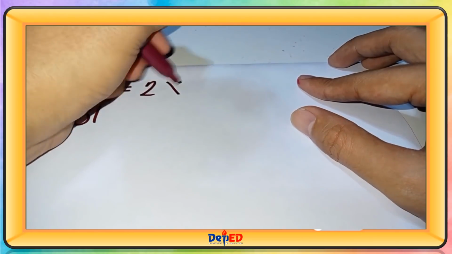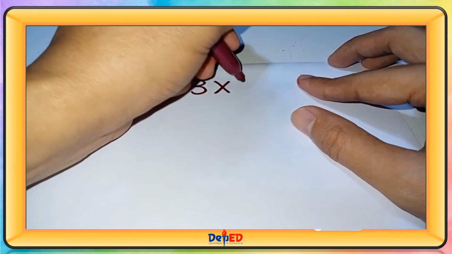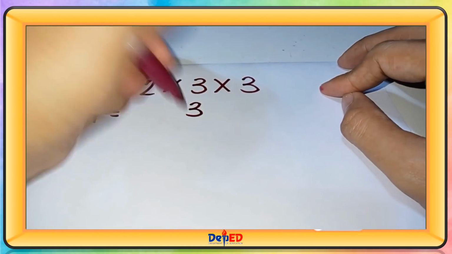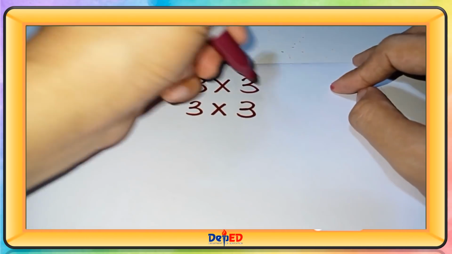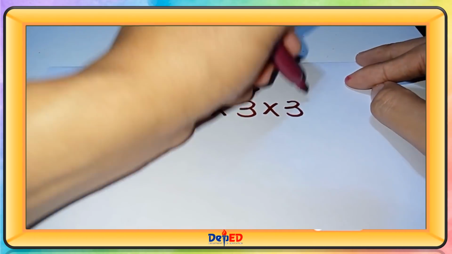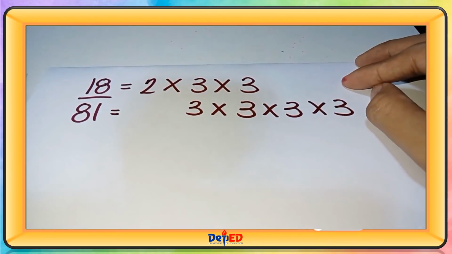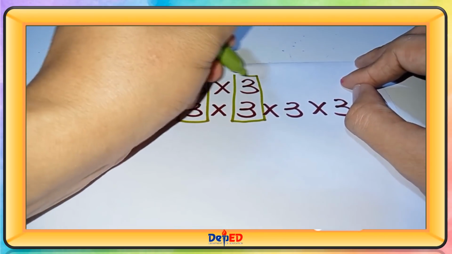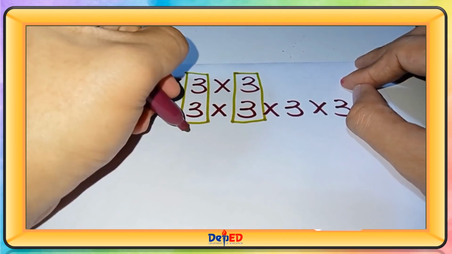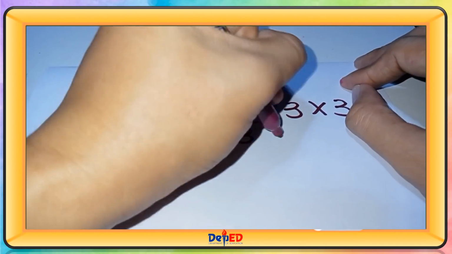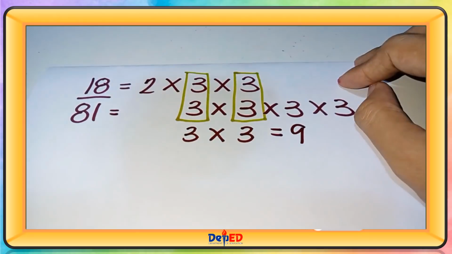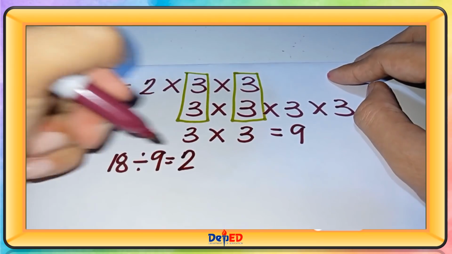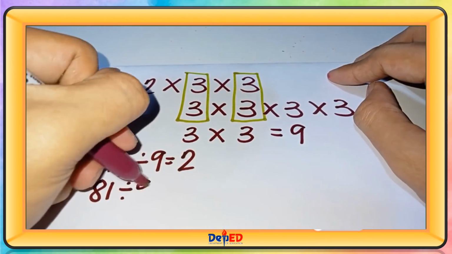18/81. The prime factor of 18 is 2 times 3 times 3. 81 is 3 times 3 times 3 times 3. We have two common factors, which is number 3. 3 times 3 equals 9. 18 divided by 9 equals 2. 81 divided by 9 equals 9.